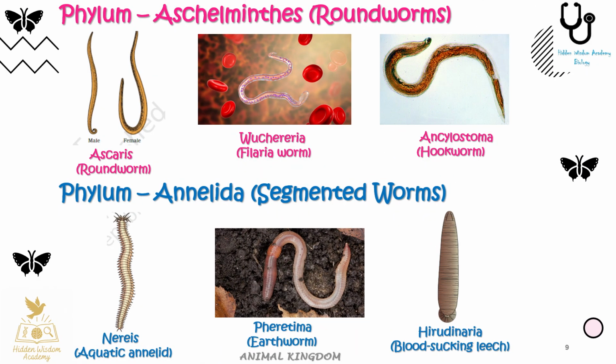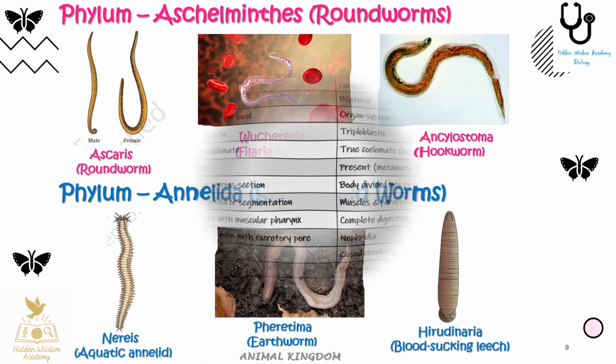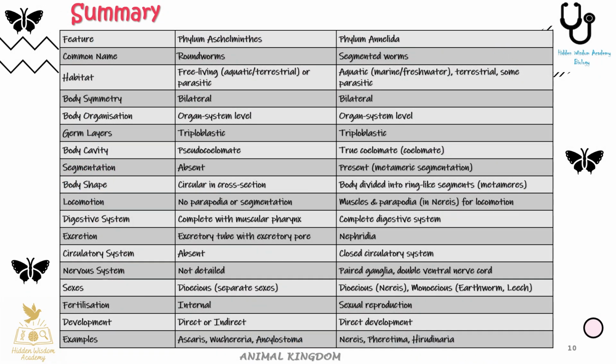Let's quickly revise phylum Aschelminthes and phylum Annelida. Aschelminthes are commonly called roundworms, while annelids are segmented worms. Aschelminthes may be free-living or parasitic, whereas annelids can be aquatic, terrestrial, or parasitic. Both show bilateral symmetry. They have organ system level organization.